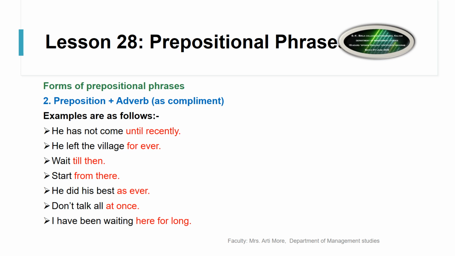Don't talk all at once. At is a preposition. Once is an adverb. So at once is a prepositional phrase. I have been waiting here for long. Here is a preposition. For is a modifier and long is an adverb. So here for long is a prepositional phrase.